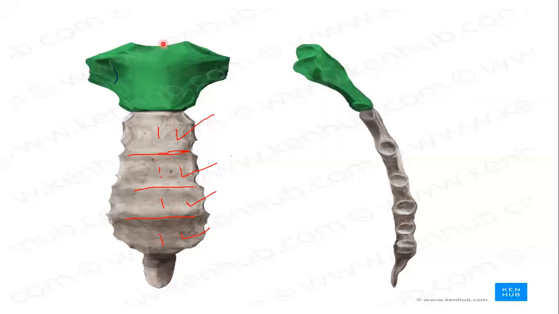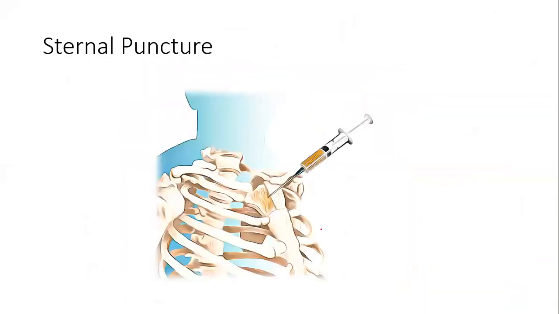So this is the anterior view of the sternum, and now this is the lateral view of the sternum. As you can see, you can appreciate a slight angulation that is present between the manubrium and the body of the sternum. This angulation is called the sternal angle. It is about 162 degrees in humans, right? Now let's discuss some clinical importance of the sternum.